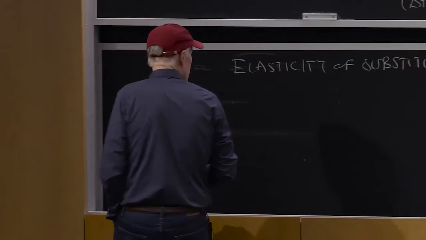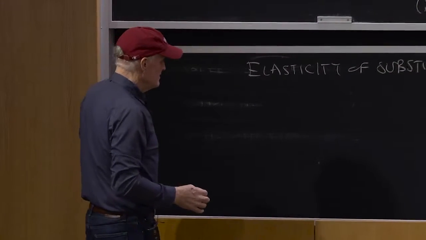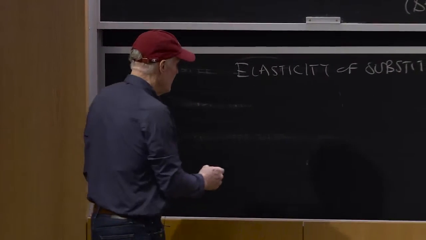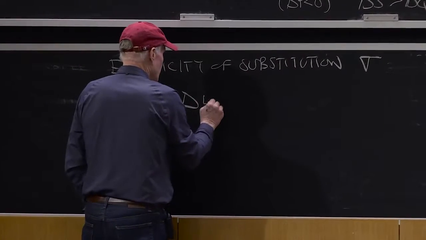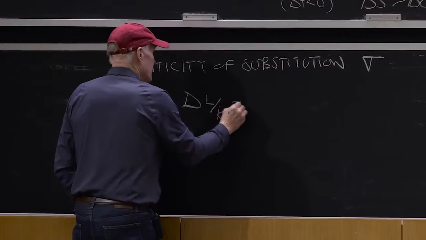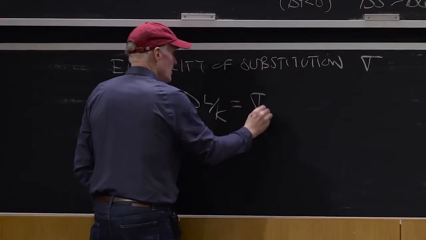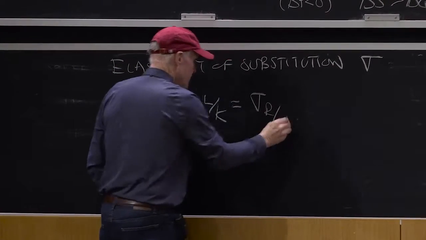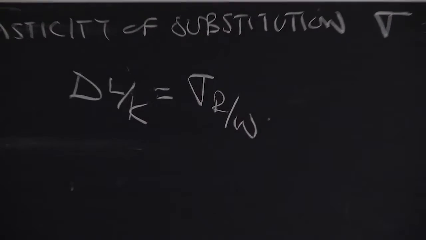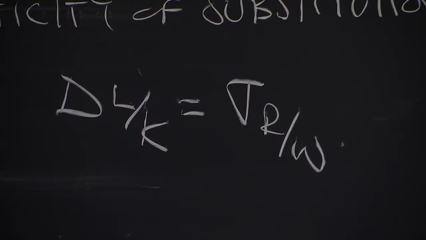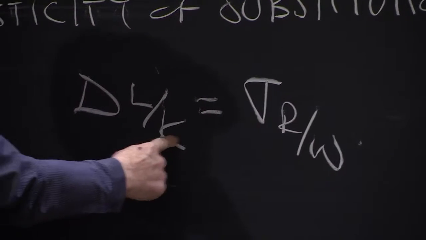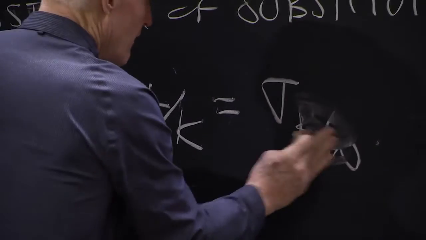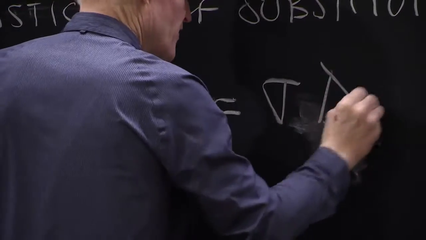So we're going to think of the elasticity of substitution as delta L over K equals sigma times delta R over W. And this is where economists, I made it little r, big R, doesn't matter, that's a rental rate of capital. So this is delta L over K equals sigma times delta R over W.